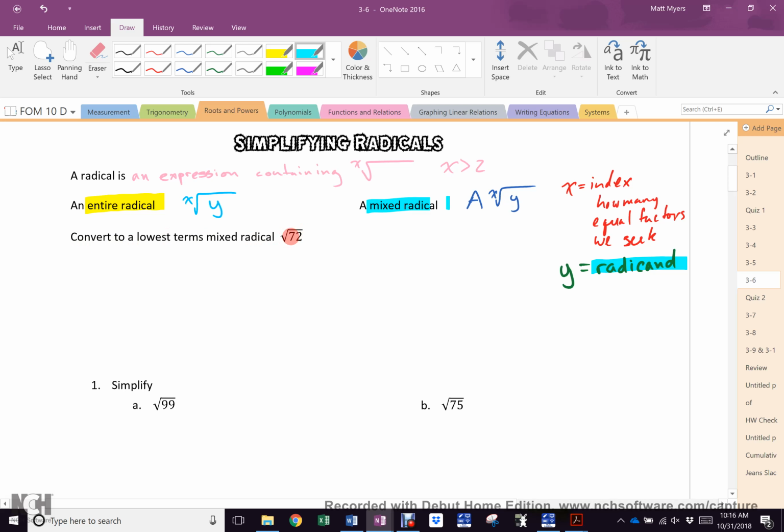So our job is to convert this, which is yellow or blue. Is that entire or mixed? That is entire. To the lowest terms mixed radical. So my end goal is going to be A, then a root symbol, and then another number there. That's my goal. And no decimals, no calculators, nothing. We don't need the little x because when there's no number there, it's a 2. Everybody cool? Right.